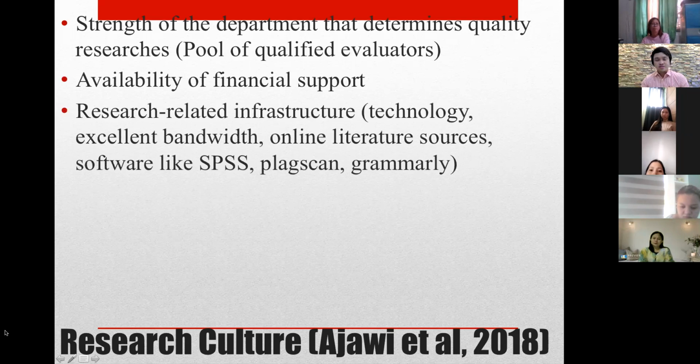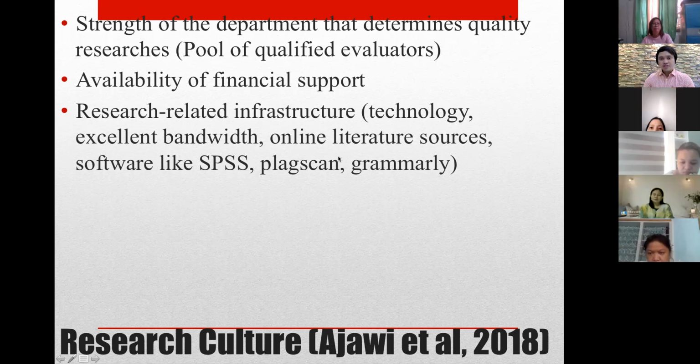Research-related infrastructure. Halimbawa, technology. Dapat may technology yan. At para makapag-download ka ng mga articles, you should have excellent bandwidth or internet connection, good internet connection. Online literature sources. Kailangan yan. Software like SPSS, plagiarism scanner, and Grammarly.